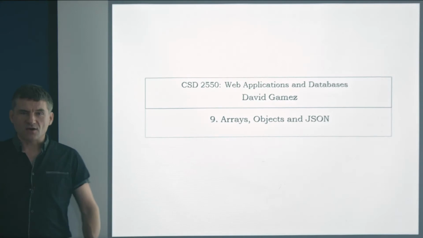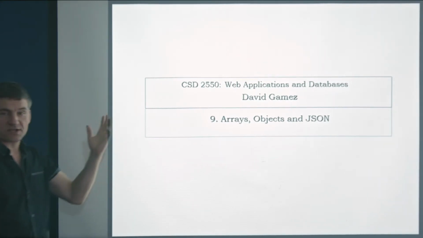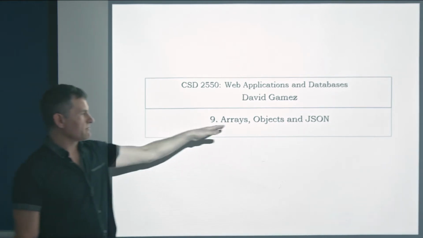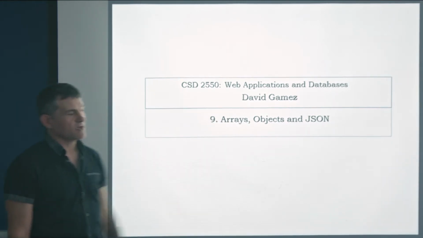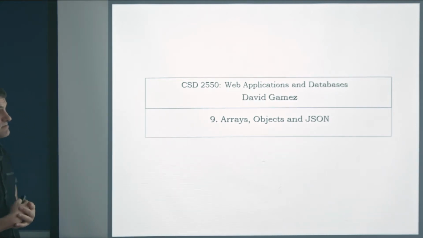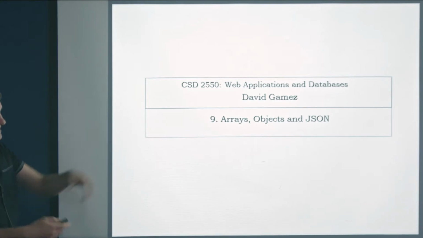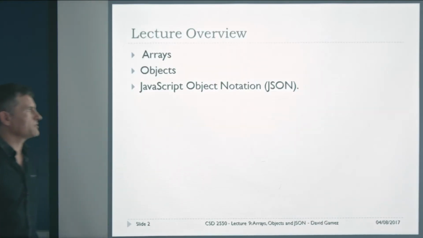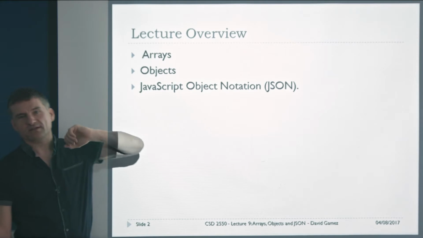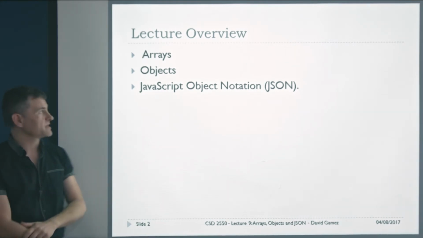Okay, so welcome to lecture 9. In this lecture, I'm going to cover data structures in JavaScript, arrays and objects, and I'm going to explain how you can convert objects in JavaScript into strings, and strings written in JSON format back into objects. So that's what JavaScript Object Notation is all about, being able to easily interchange between strings and objects in JavaScript.